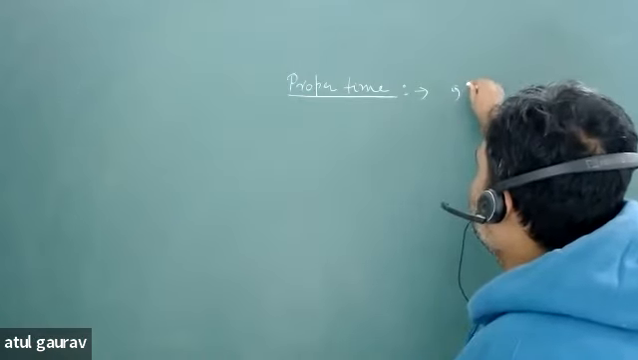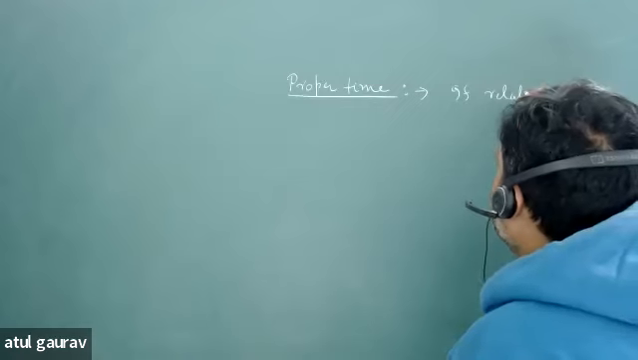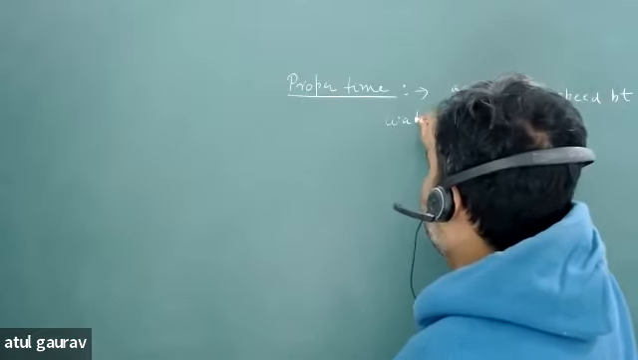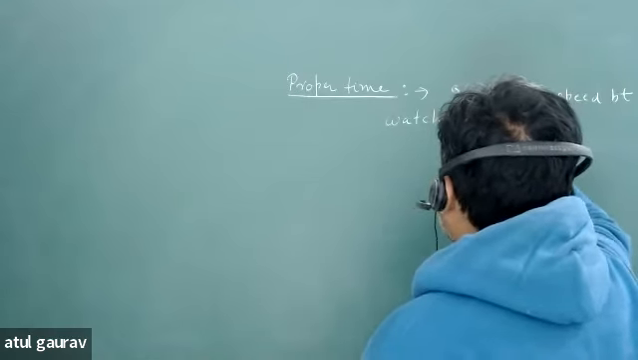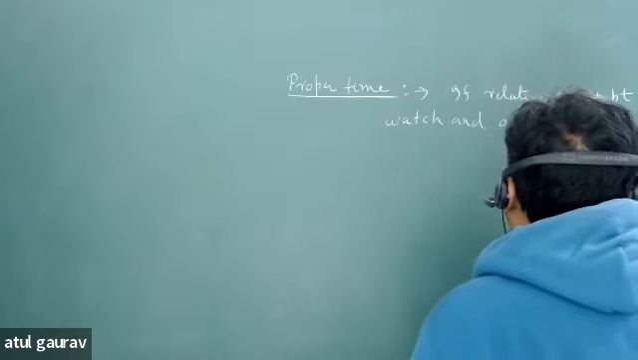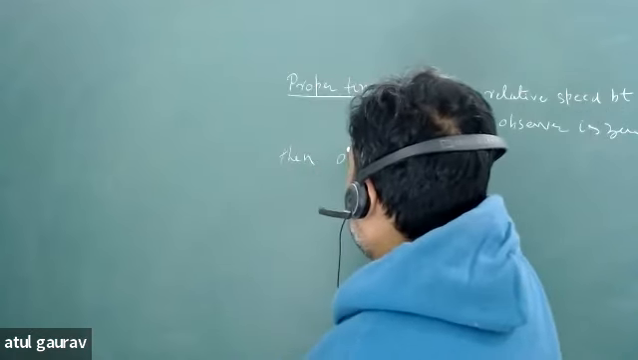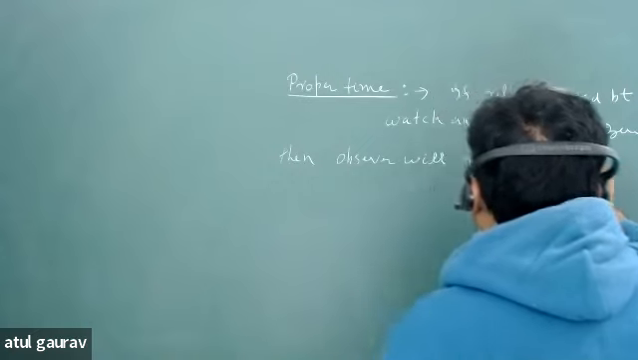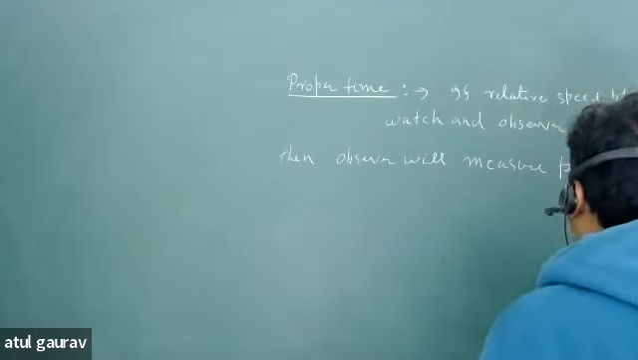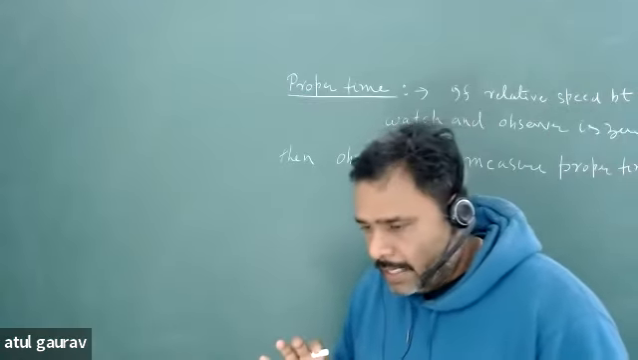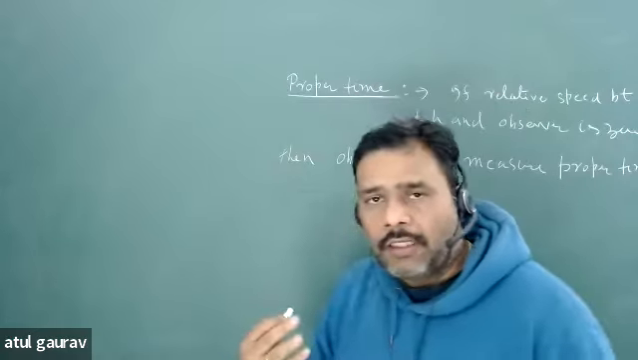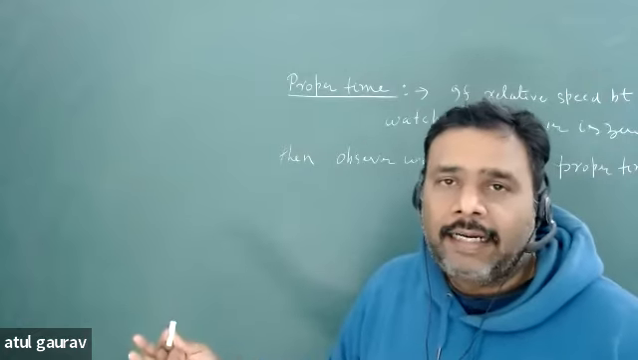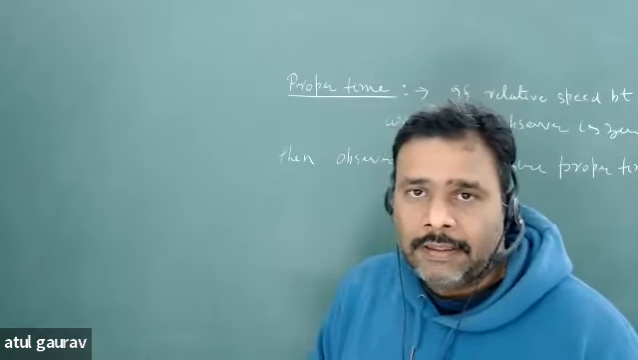So if the relative speed between the watch and the observer is 0, then the observer will measure proper time. And you are just talking about the same event. The same event is being seen by two observers. With respect to one observer the watch is not moving, with respect to the other observer the watch is moving, and you are watching the same event.